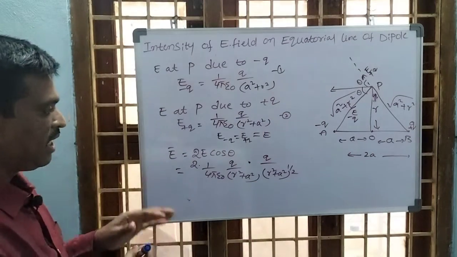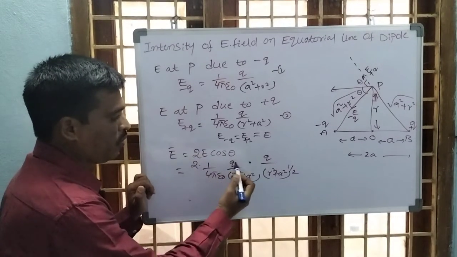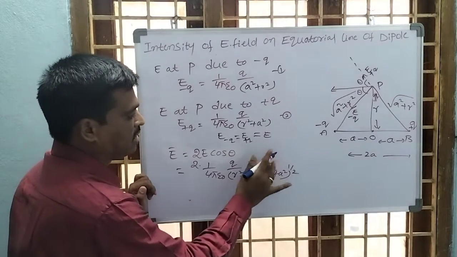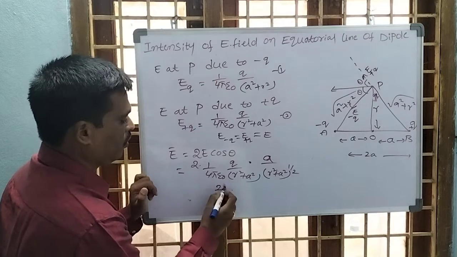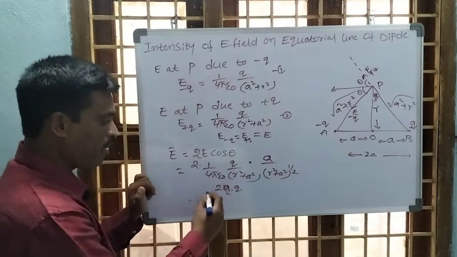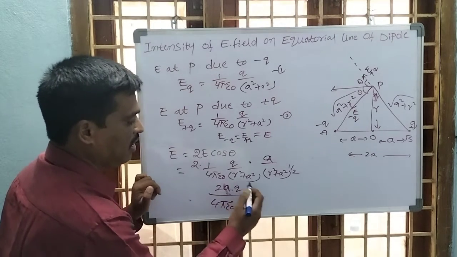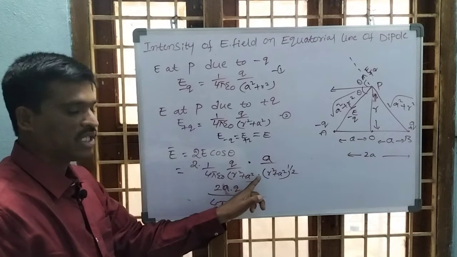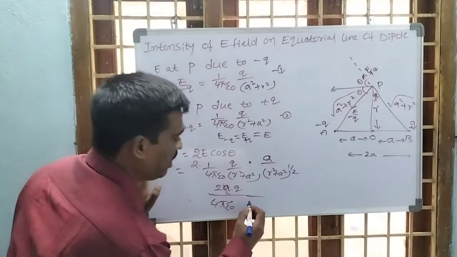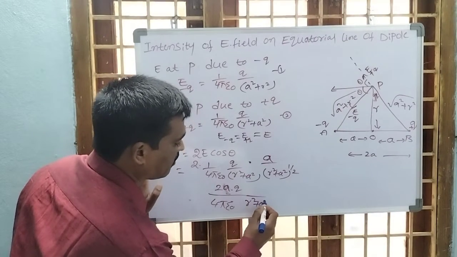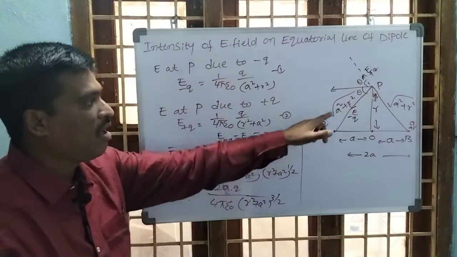Now here observe, it can be written as 2qA, this is A, or 2aq by 4 pi epsilon naught. What is the remaining? This is A square plus R square. 1 plus 1 by 2 is how much? 3 by 2. So R square plus A square to the power of 3 by 2. Clear na?